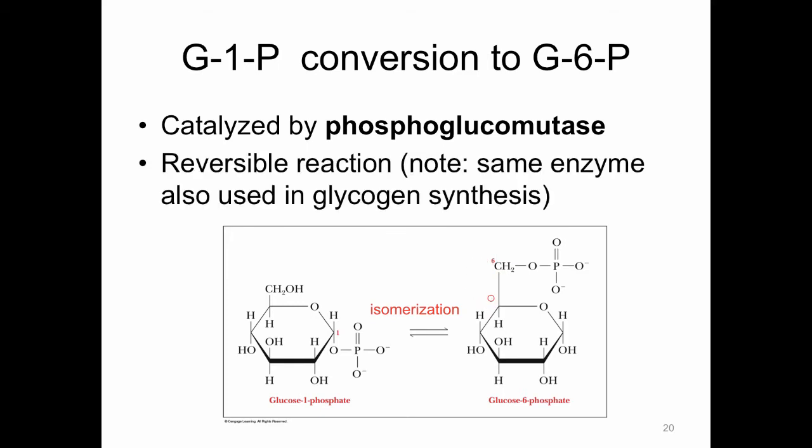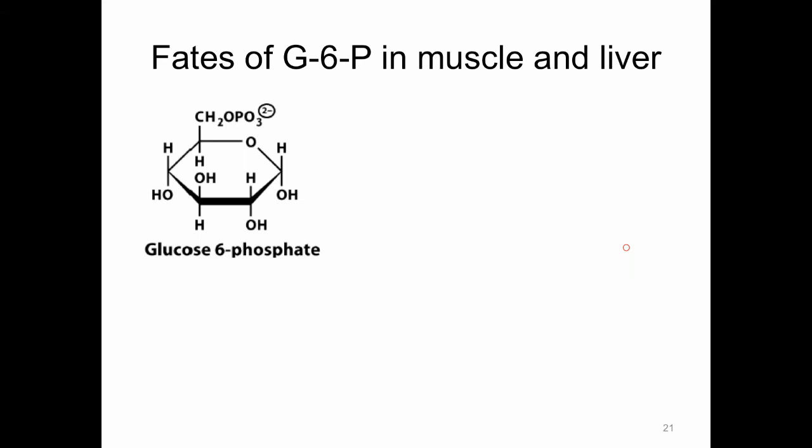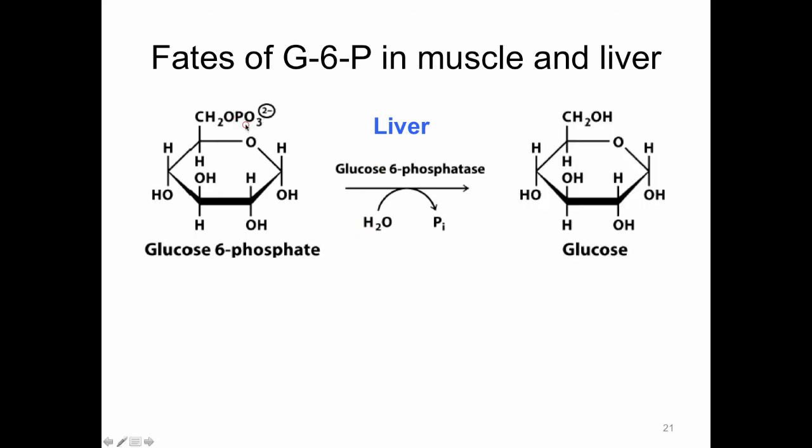This is a reversible reaction, and so just a note that this same enzyme is actually used in glycogen synthesis. Once we have glucose 6-phosphate, it can have two different fates depending on whether glycogenolysis is occurring in the muscle or the liver. If glycogenolysis is occurring in the liver, glucose 6-phosphate is going to go through a hydrolysis reaction that's catalyzed by glucose 6-phosphatase. So this is the same enzyme and reaction that we've already seen in gluconeogenesis, where glucose 6-phosphatase is going to hydrolyze the phosphate off glucose 6-phosphate to make glucose.